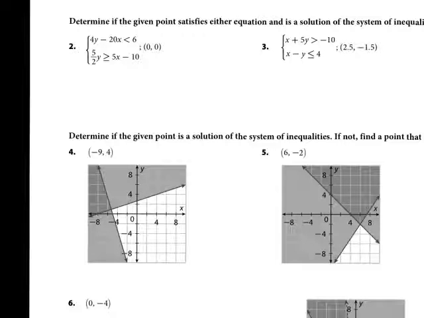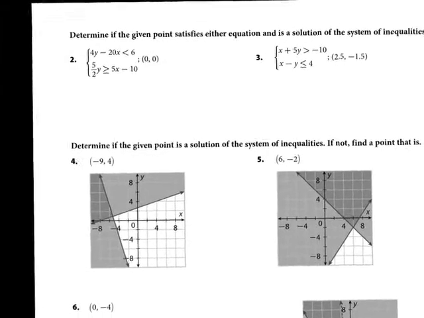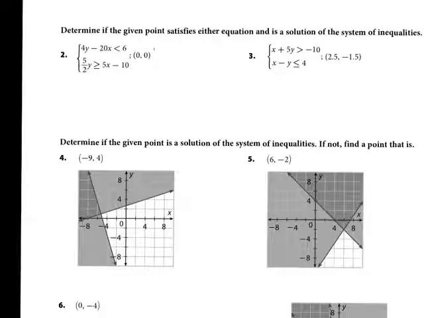Okay, on this page, I'm going to do number 2 and number 4 for you. So on number 2, our job is to find out if this given point, which is 0, 0, satisfies both of the inequalities. So I need to substitute x equals 0 and y equals 0 for both. So if this was 0 and that was 0, then I would have 0 less than 6, that's my first one. Is 0 less than 6? And that is a yes. So it satisfies the first inequality.